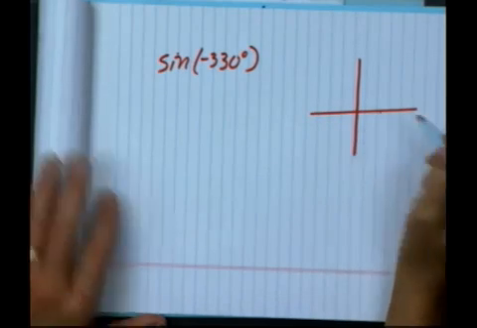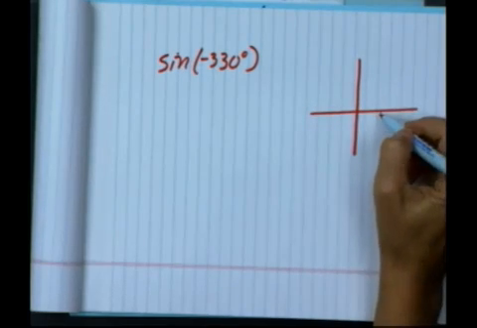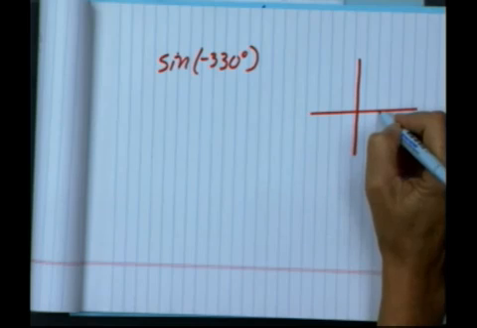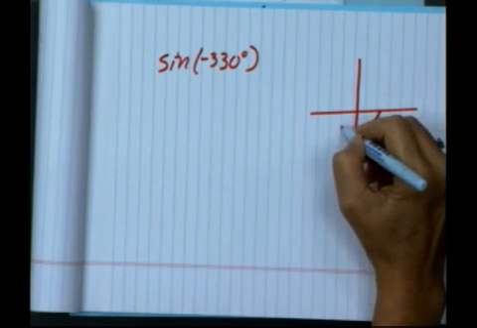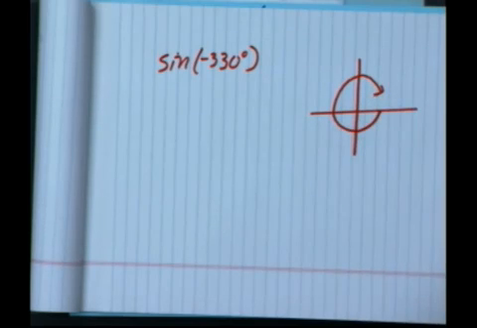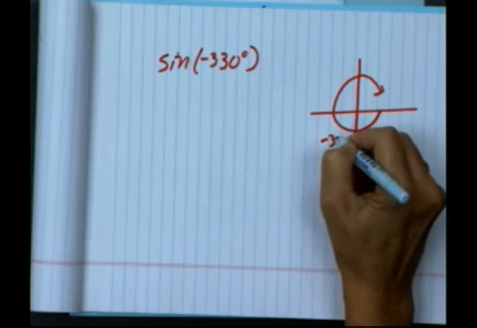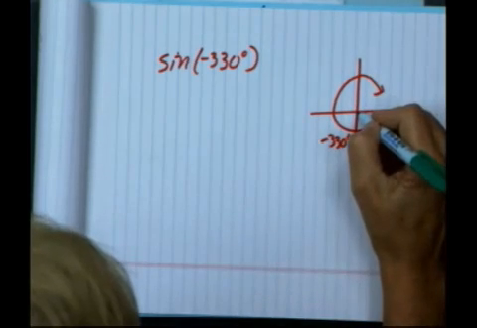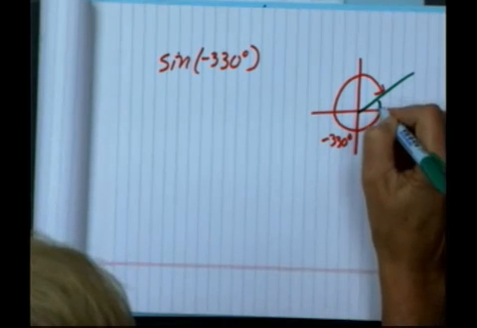In the fourth? Is it? Negative 330? In the first. Because this is negative 90, negative 180, negative 270, negative 330. Okay? Represents negative 330 degrees. All right. So let's put in our little reference angle.